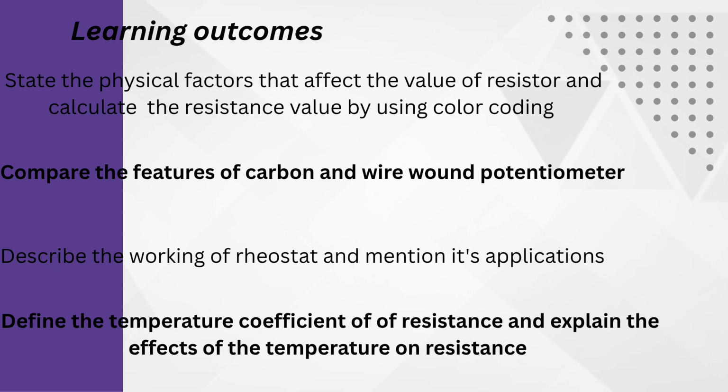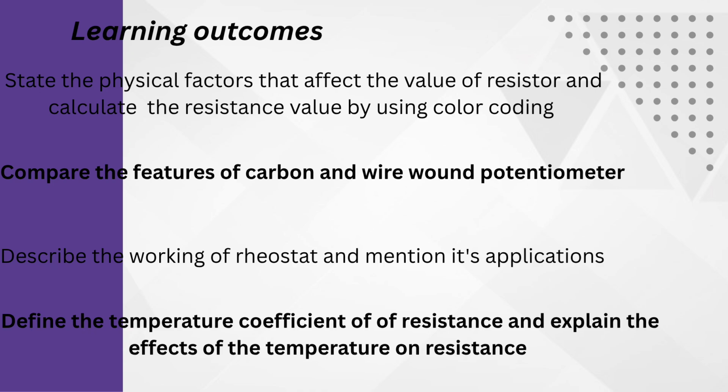So in this video, the learning outcomes are: state the physical factors that affect the value of a resistor and calculate the resistance value by using the color coding. Second topic is compare the features of carbon and wire-wound potentiometer. Third point is describe the working of rheostat and mention its applications. Fourth topic is define the temperature coefficient of resistance and explain the effects of temperature on resistance.